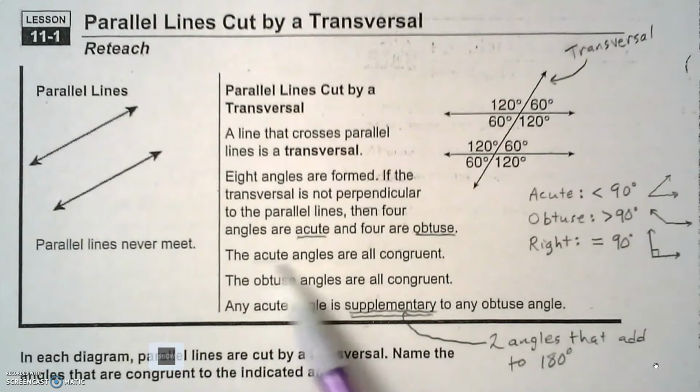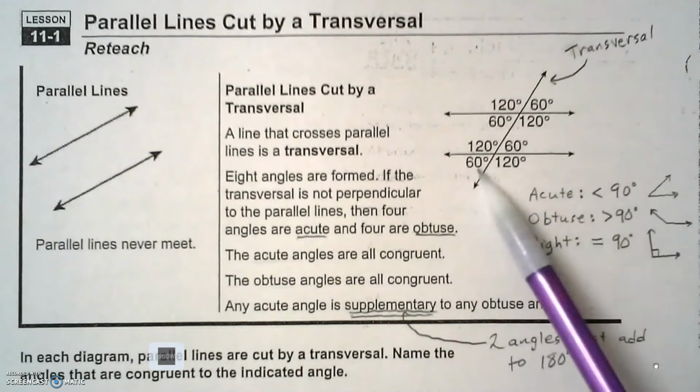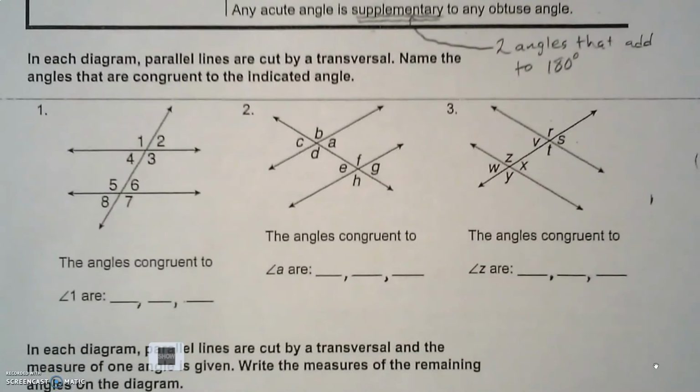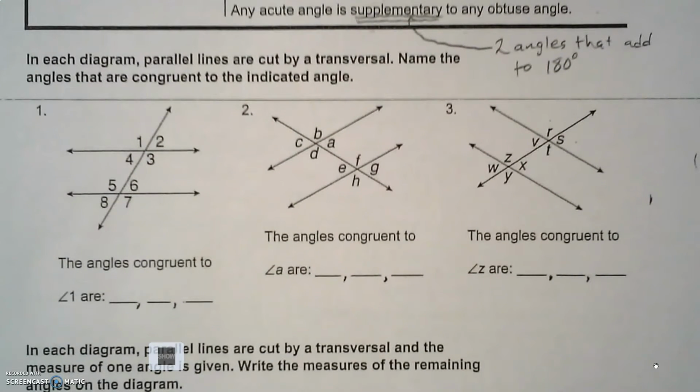And in this figure, all of the acute angles are congruent. Well, you can see they're all 60. They're all the same measure. So there's really only 2 numbers in that diagram. 4 of them are obtuse, and they all have the same number. 4 are acute. They have the same number. So we're going to do this number 1 here together.